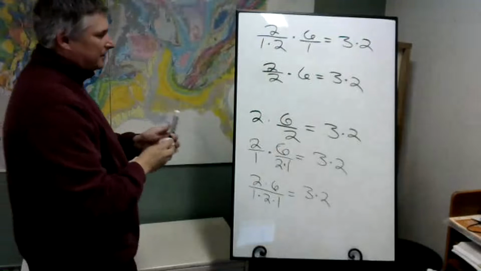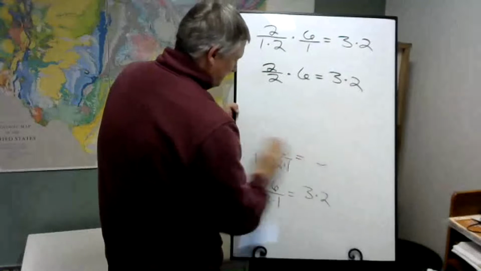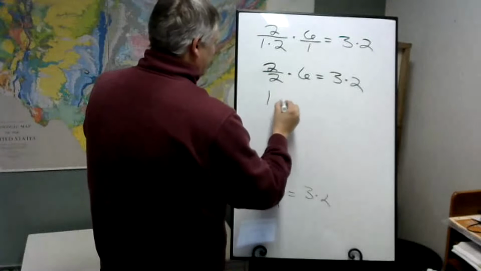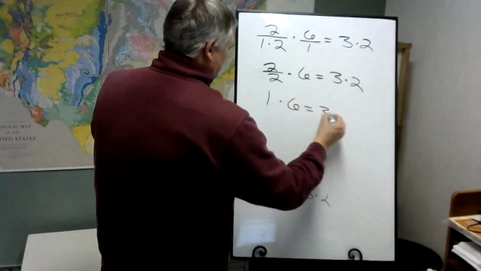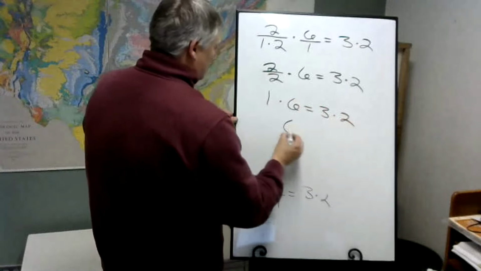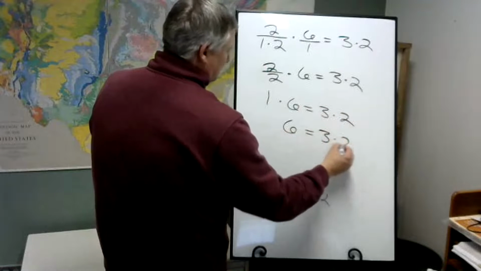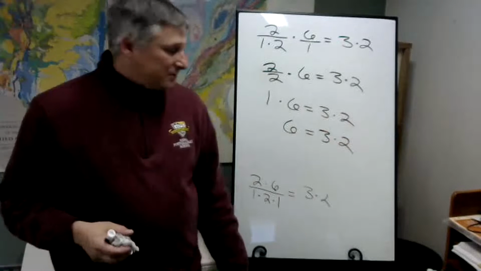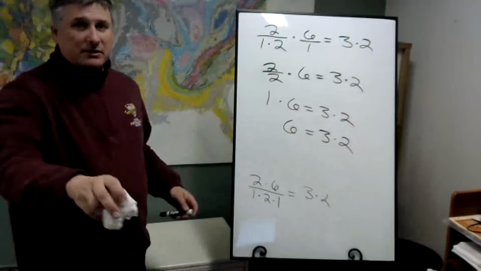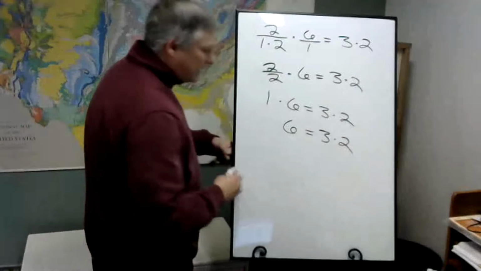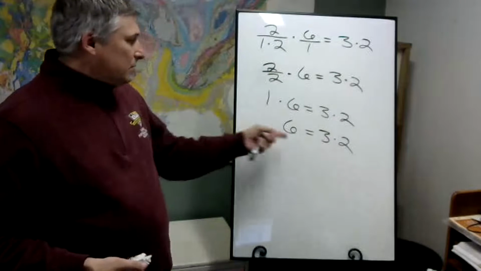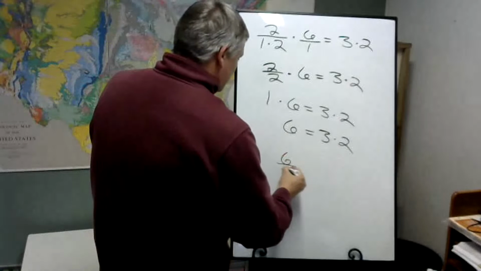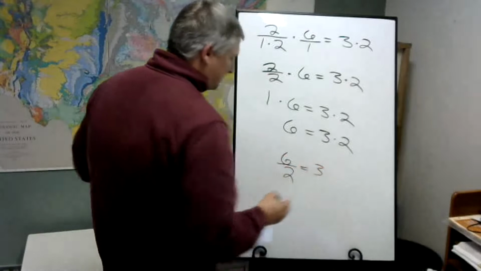And then what we end up getting is 1 times 6 equals 3 times 2, or 6 equals 3 times 2. So what's the point of this exercise? What I wanted to do, and I should have mentioned it in the beginning, I wanted to cancel that 2 that was under the 6. The original problem was 6 over 2 is equal to 3.